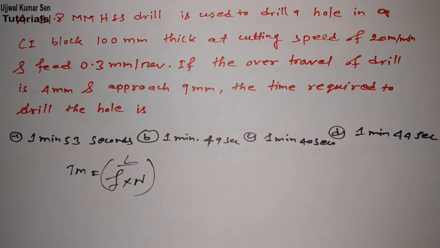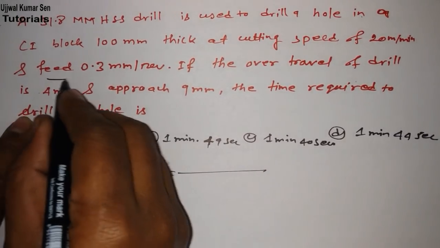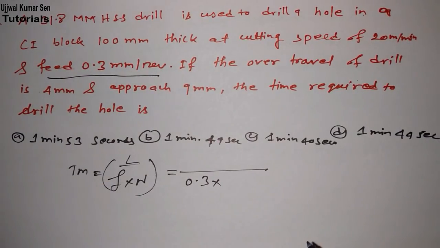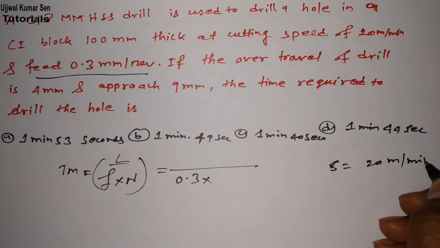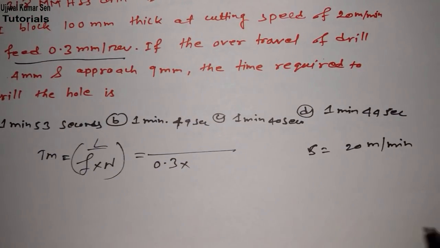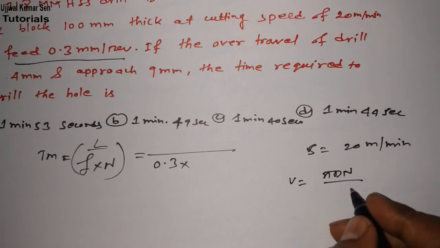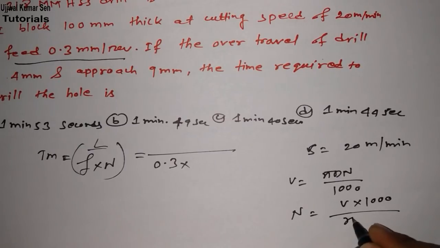Now what next? This is the super fast way. What we have to do is find out first all these things. What is F, what is N? So feed is given, equal to 0.3. What is N? It is not given. Okay, no problem. What is L? It is also not directly given, but velocity, that is speed, is given as 20 meter per minute, right? If speed is given, then we can easily find out N, that is revolution per minute, because we know V is equal to pi dN by 1000. So N is equal to V into 1000 by pi d.